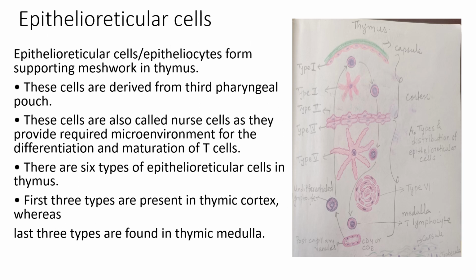Now we will see the cells present in the thymus. Epithelio-reticular cells are the supporting cells, or a form of connective tissue network, and they are derived from the third pharyngeal pouch. These are known as nurse cells because they provide an essential environment for differentiation and maturation of T cells, and they are of six types. The first three types are present in the thymic cortex, and the last three types are present in the thymic medulla.